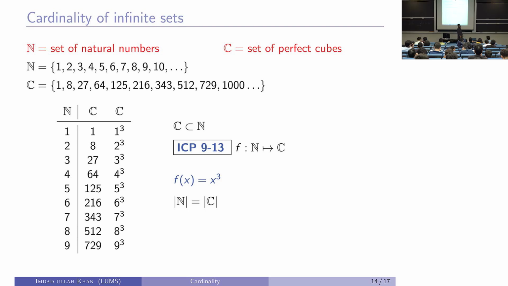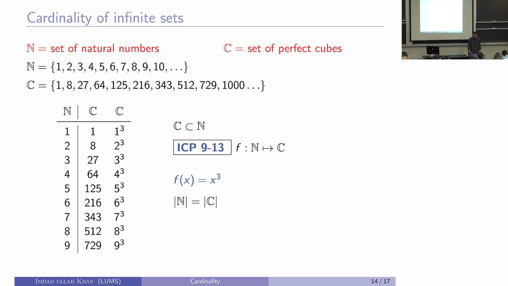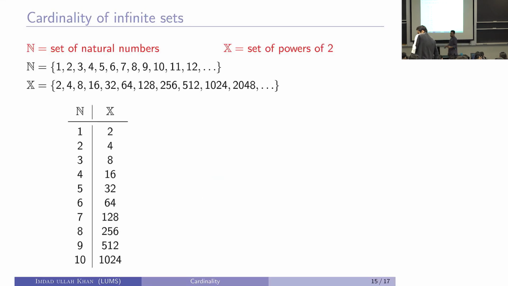So what will be the correspondence? What will be the one-to-one correspondence between the set of natural numbers and the set of cubes? Every number is mapped to its cube, right? Or every cube is mapped to its cube root, right? Bijection is a kind of both-direction thing.